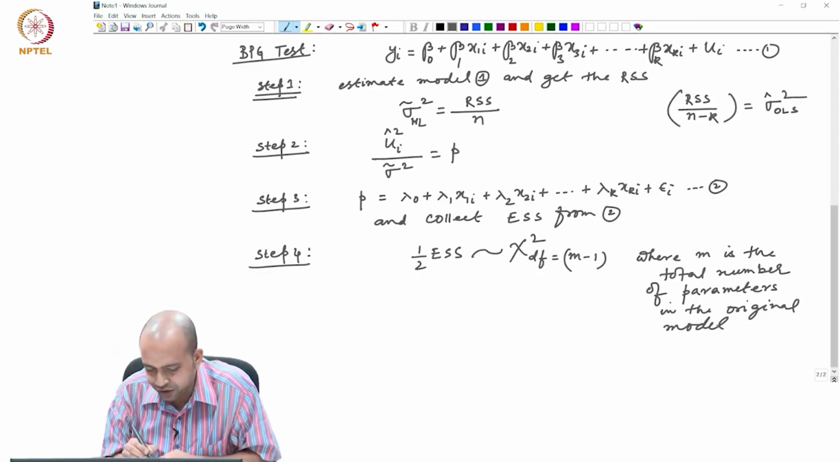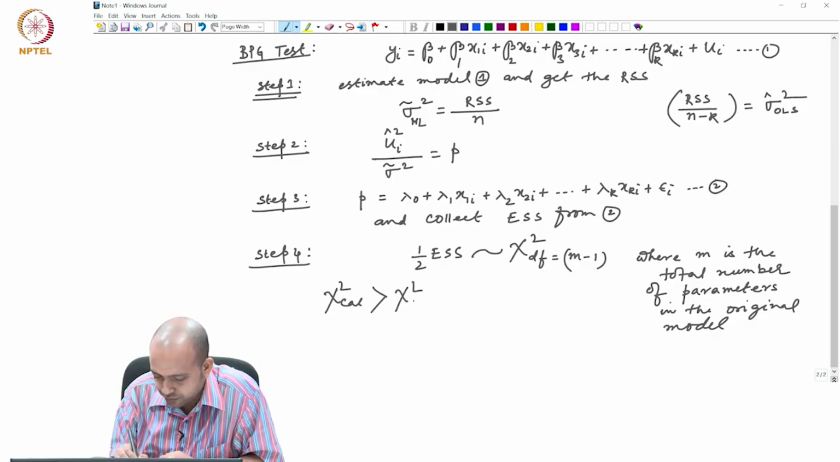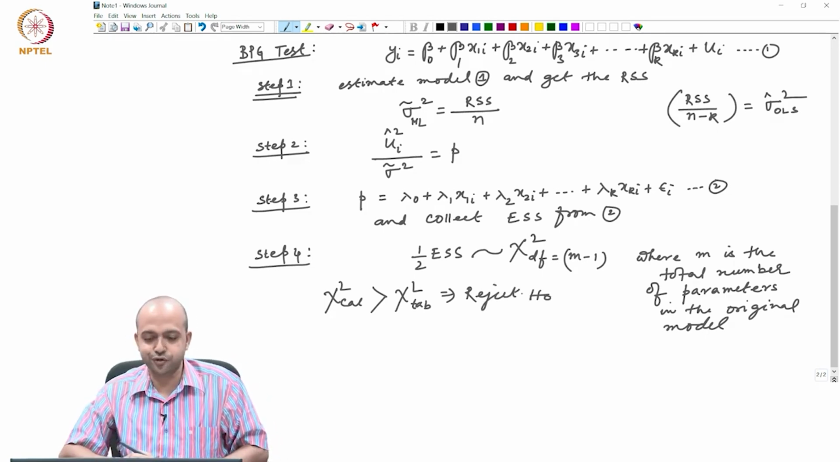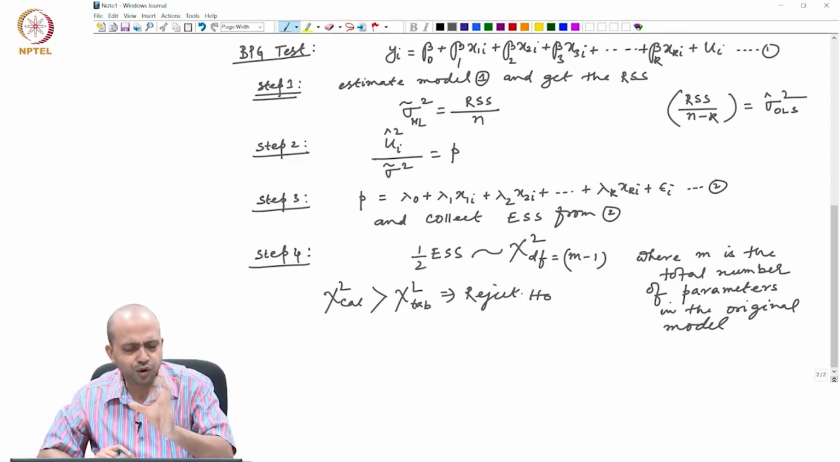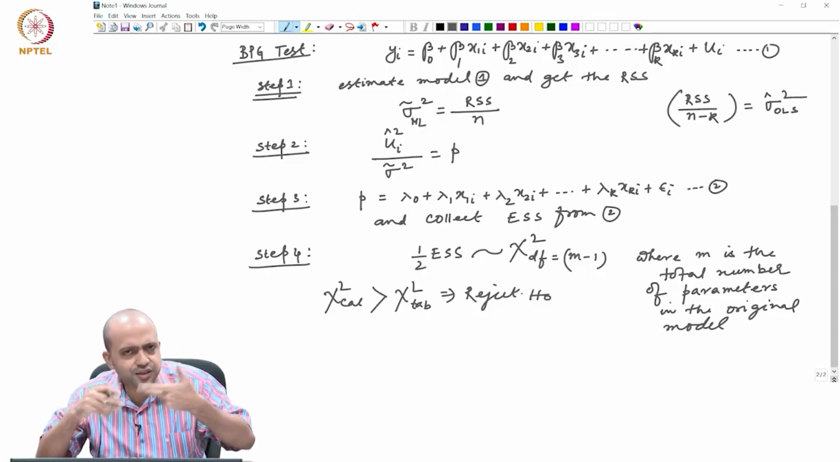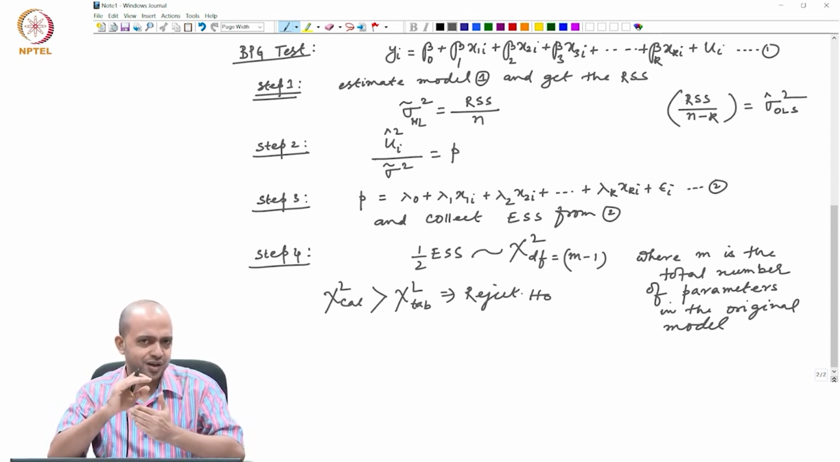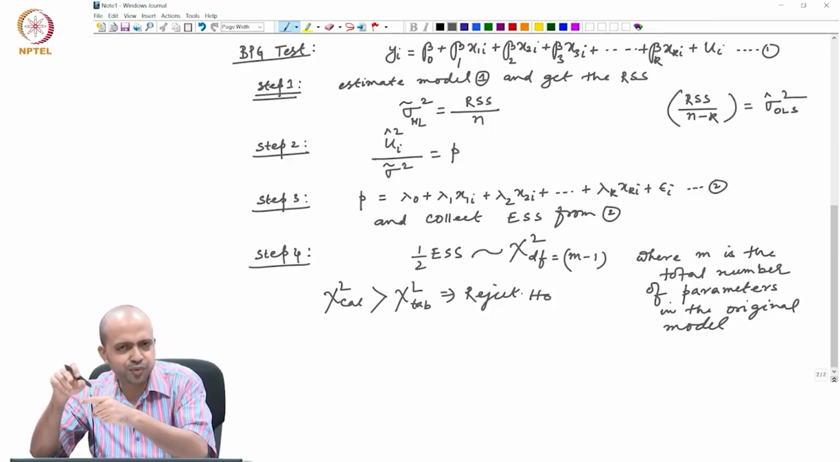So, the decision is that if the calculated value is greater than the tabulated chi-square, then you reject your H naught. And what is our H naught? That there is no heteroscedasticity. If you think about the logic or philosophy of all these tests, things become very clear. The Goldfeld-Quandt test was also based on two RSS, RSS 2 by RSS 1. Why? Because we assumed that sigma square i equals some sigma square multiplied by xi square.